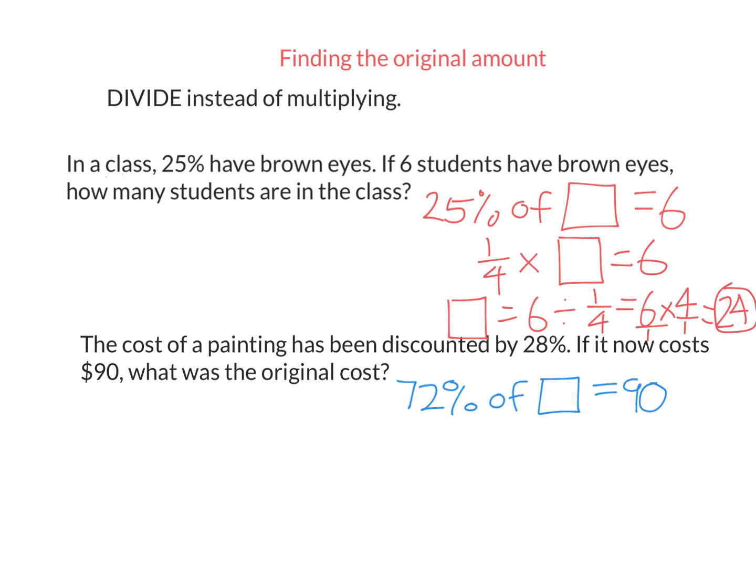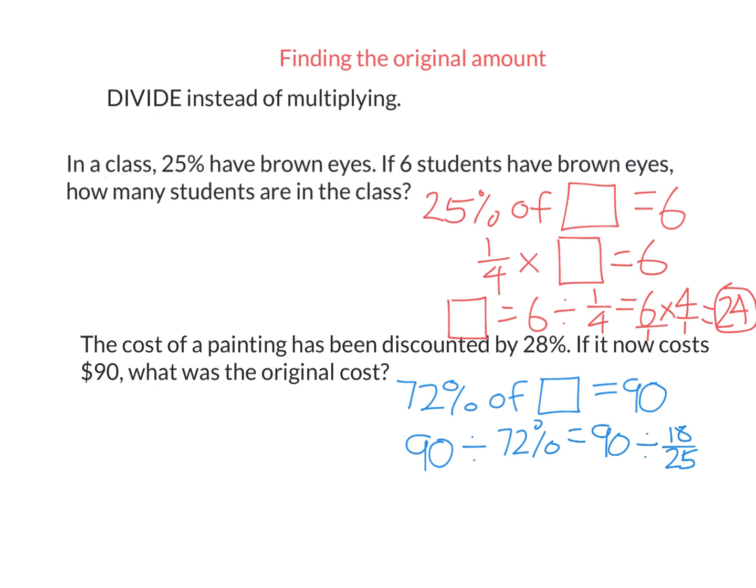So what we're going to do exactly the same as we did in the previous. We're going to take 90 and we're going to divide it by 72%. So we multiplied when finding a percent of a quantity. So if it was 72% of 90, we would multiply. But this one is saying 72% of what original number gives 90. Because we're finding the original amount, instead of timesing, we divide. So 72% is the same as 72 over 100, or 18 over 25. 18 over 25 is 72%.